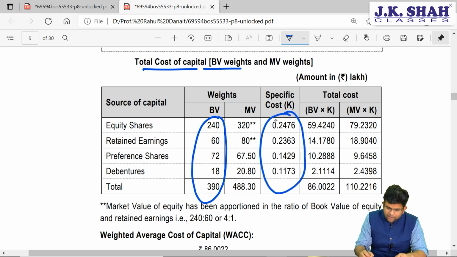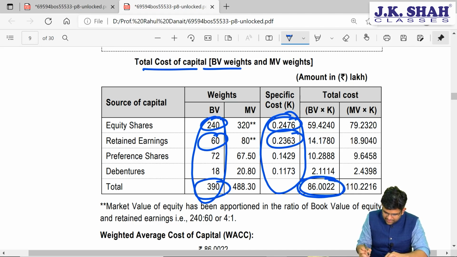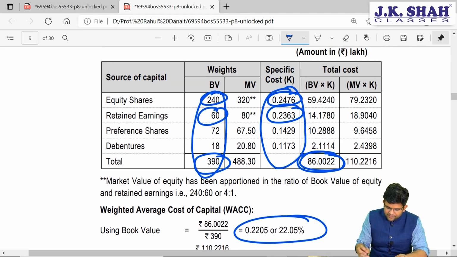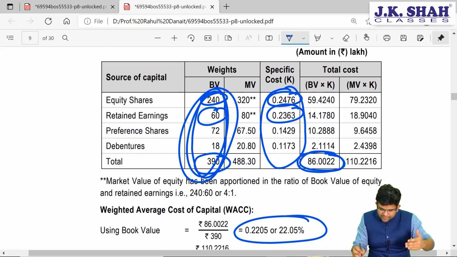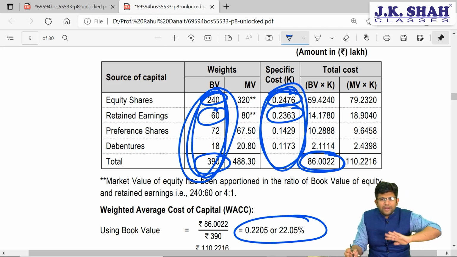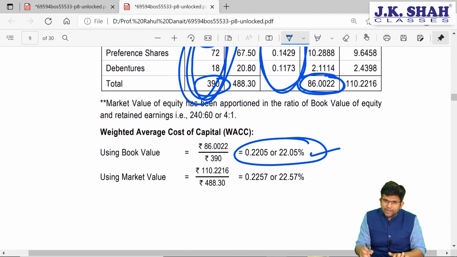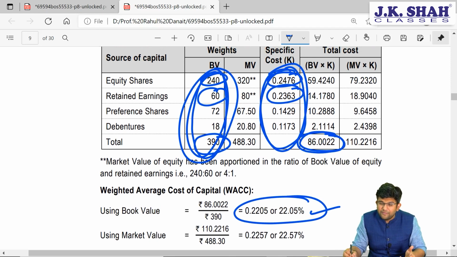The costs we have calculated. Here, the institute has done the WACC in this fashion: book value into cost, book value into cost. Doing like this, they have got the total here, and this total divided by 390 will give you the WACC. The other way that you must have been taught in class is where we calculate the weights of these book values. We calculate the weights, and then these weights, when we multiply by the costs, we get weights into cost. The total comes as the WACC, which of course exactly will come as 22.05. This is just another mathematical way of doing it.